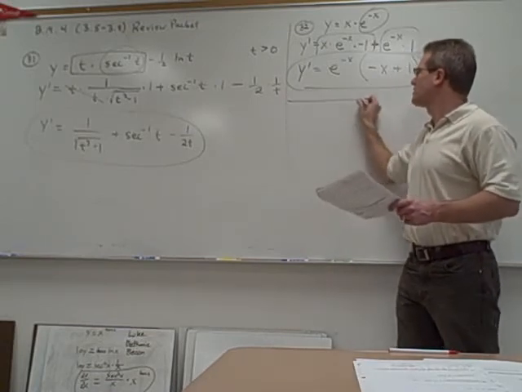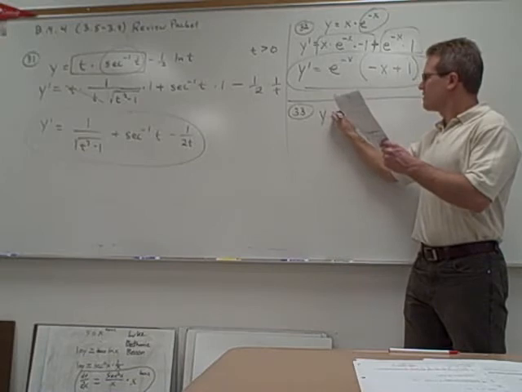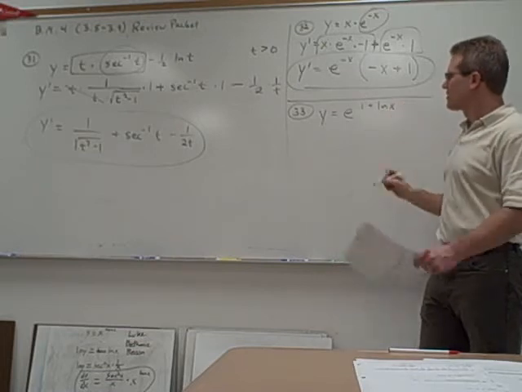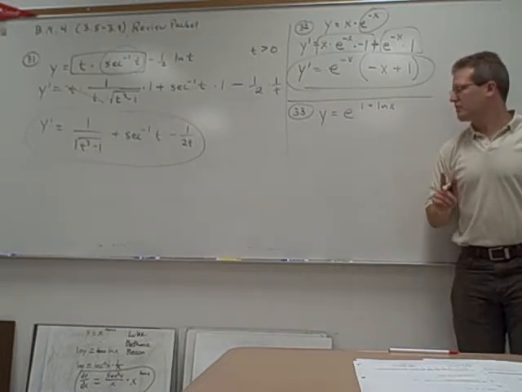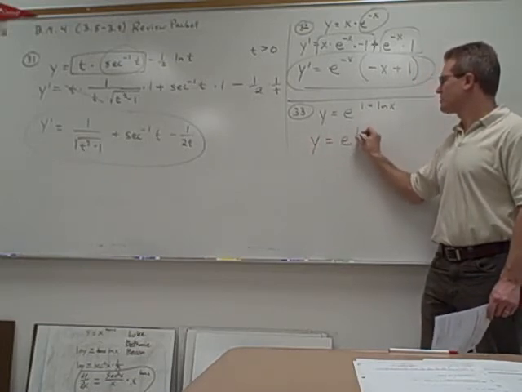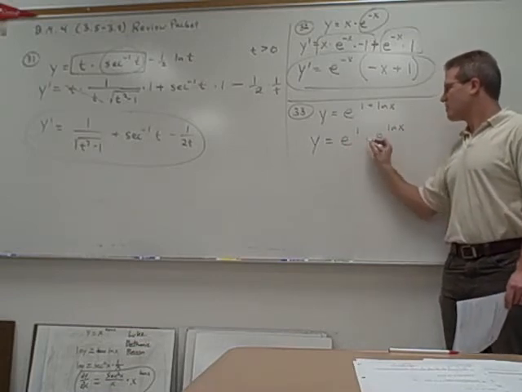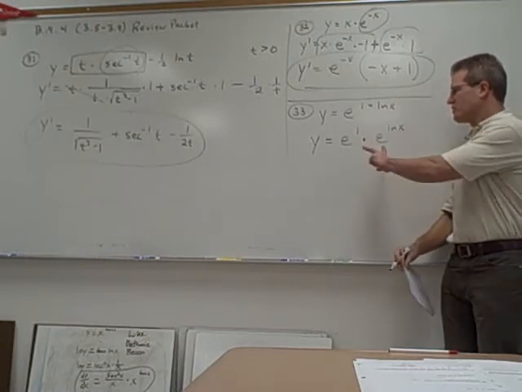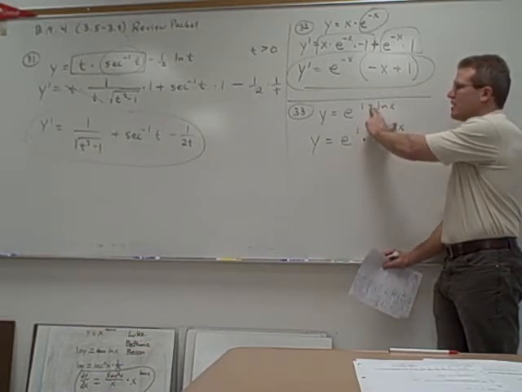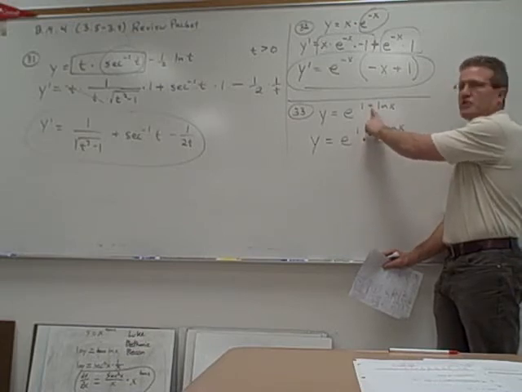Number 33. Y equals e to the 1 plus natural log of x. Now, the simplest way to do this one is to break this apart before I do the derivative. Call this e to the first and e to the natural log of x. Now, remember this from algebra, if you multiply, what do you do with the exponents? You add them. So if the exponents are added and you want to split it and put an e under both of them, you have to use multiplication here. Kind of doing the opposite of what you would have learned in Algebra 1.